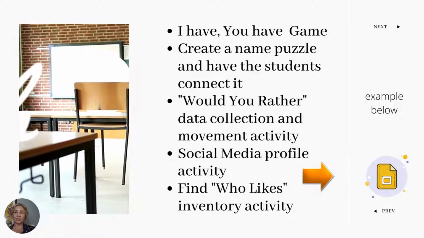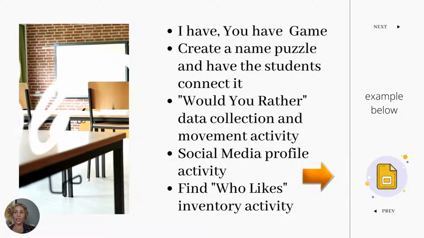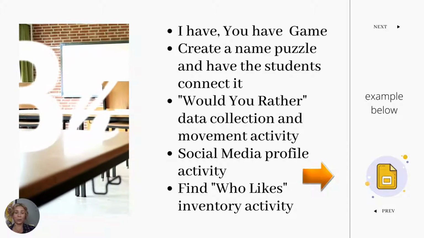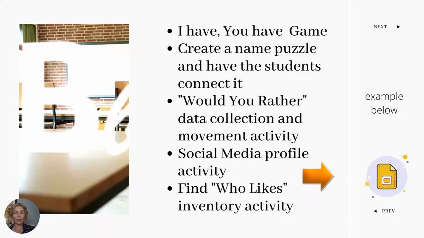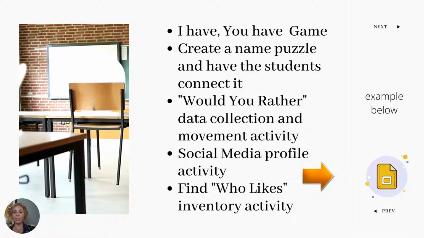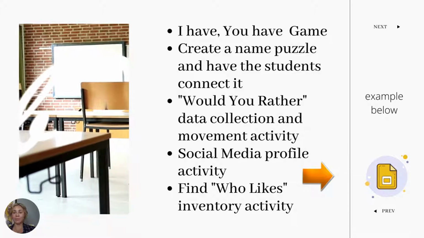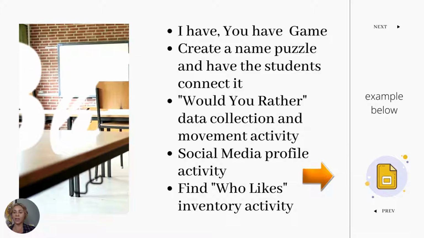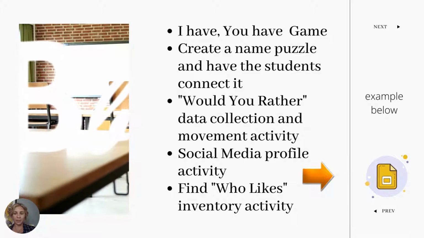Here are some effective activities I used in the past. They are quick and easy as well as fun. I have you have. Give each student a puzzle piece where they fill in facts about themselves and connect the pieces with the other students once they completed it.